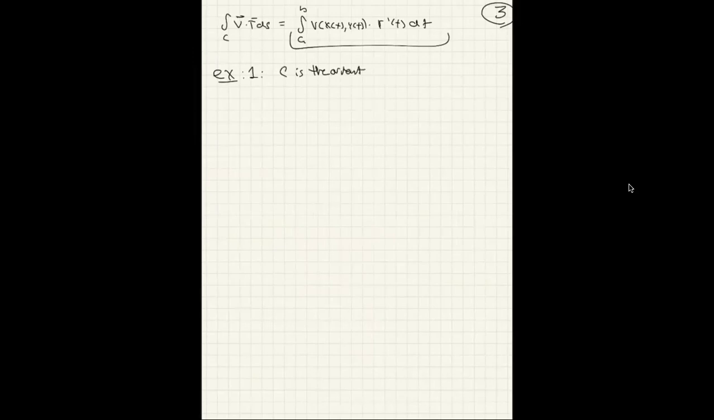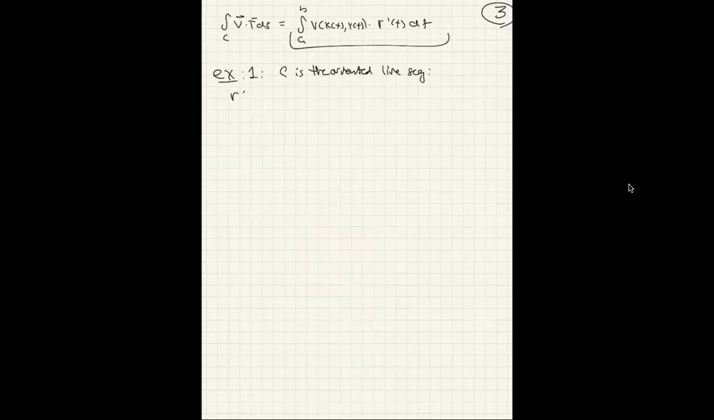So I'll just write that formula, that the work integral is the integral from a to b of v of x of t, y of t dotted with r prime of t dt. So this is what we're going to set up. We'll do example 1.